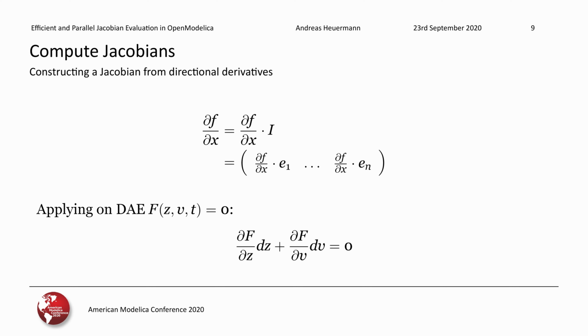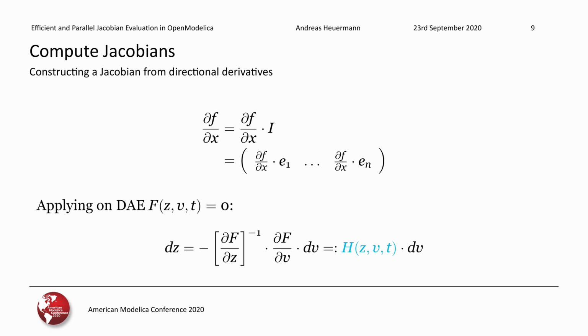Applying this on the DAE system f, which shall be equal to 0, we get our desired partial derivatives dz from an input seed vector dv. Here z are the unknown variables, meaning the state derivatives and the algebraic variables. v are known variables, and t is of course time.